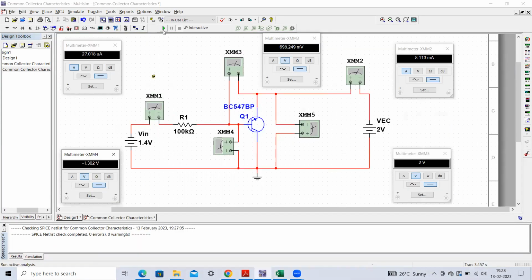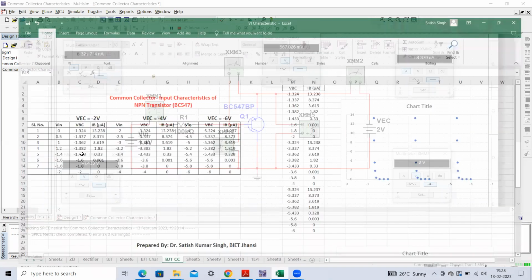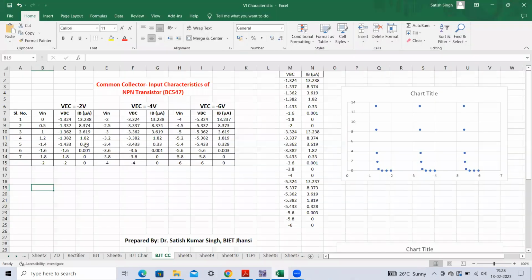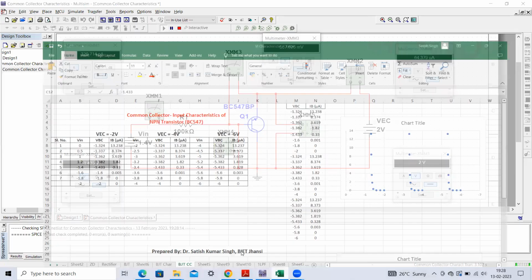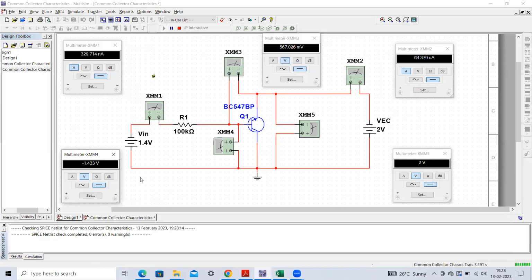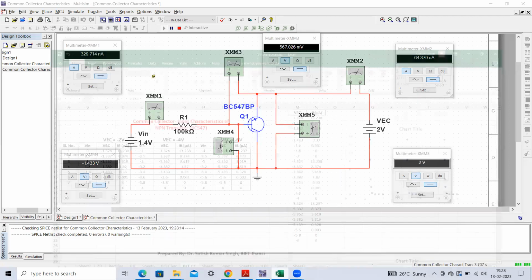Now if you execute this circuit again, you can see the base to emitter voltage drop is falling down. It is 0.56 volts. Here you can see this current is also dropping. Now this current has become 0.33 microamperes, which I have already noted down. And then you can see the base to collector drop is minus 1.433. This way you can try all the other results.